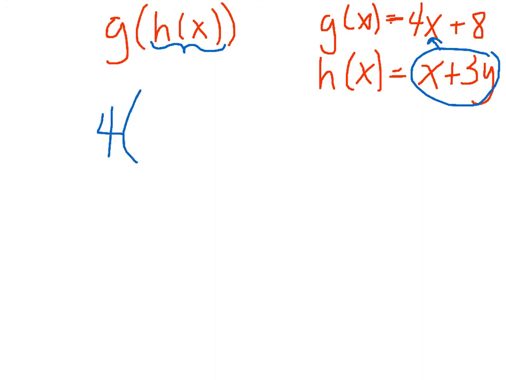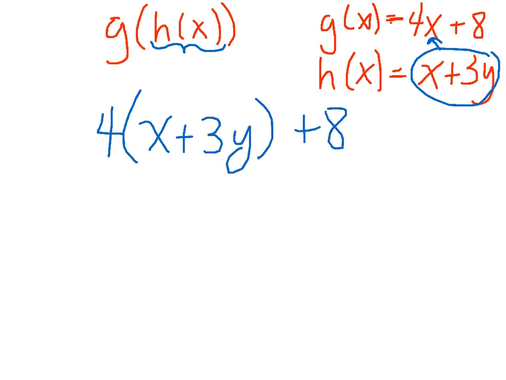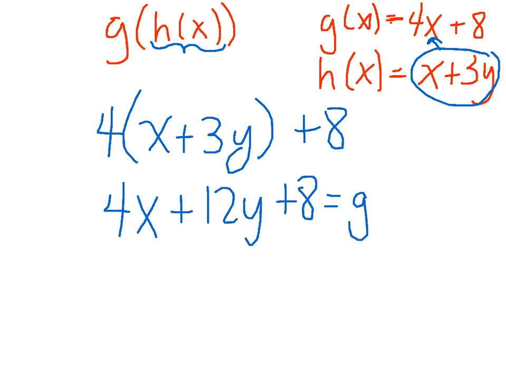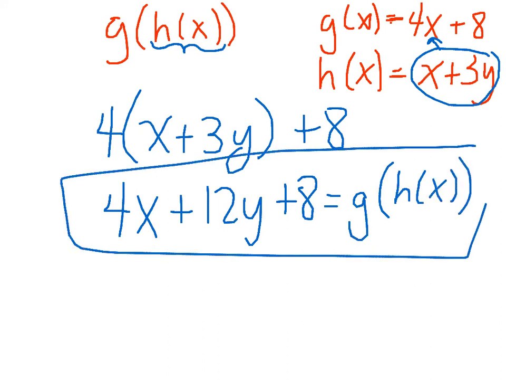So I've got 4 times x plus 3y plus 8. And then I just need to simplify: 4x plus 12y plus 8. And that is going to be the composed function g of h of x.